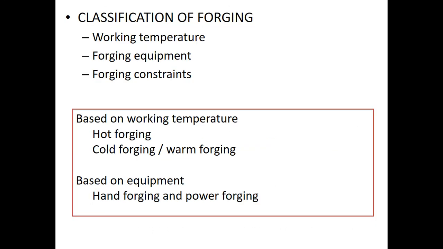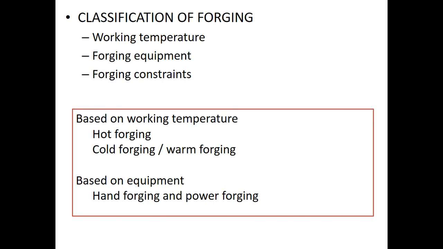Now the forging can be classified mainly based on three factors: working temperature, forging equipment, and forging constraints. What is based on working temperature? Hot forging and cold forging, at elevated temperature or room temperature. Elevated temperature we call hot forging, and if it is at room temperature, we call it cold forging or warm forging.